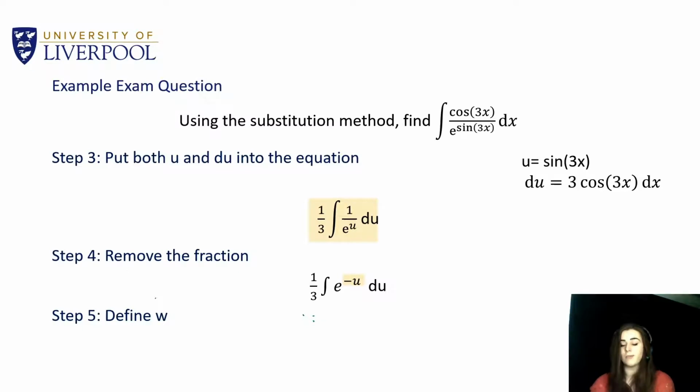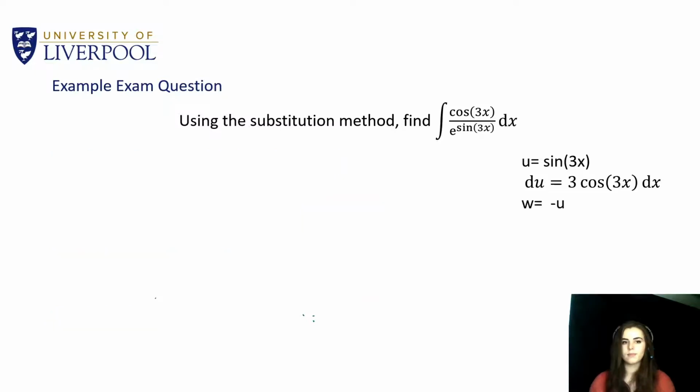So we're going to define w, and we're going to define w as minus u. And then step 6, we need to find the differentiation, so dw over du, of what we've chosen w to be, which is minus u. So dw over du of minus u is simply minus 1. And rearranging to find dw so we can sub it back in is dw equals minus du.